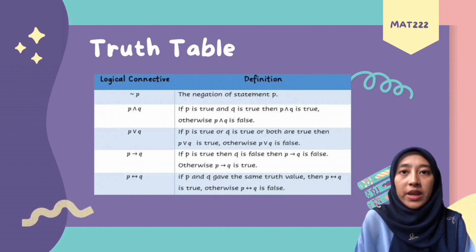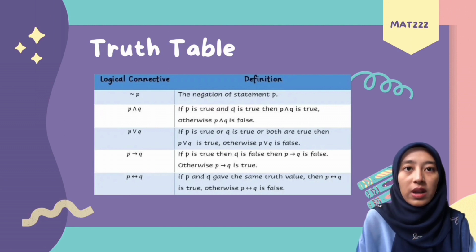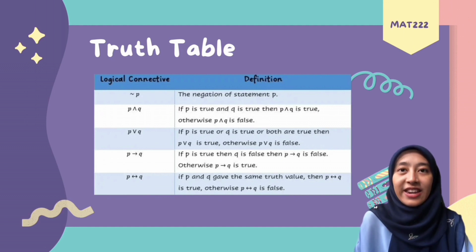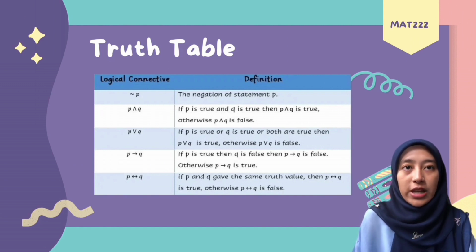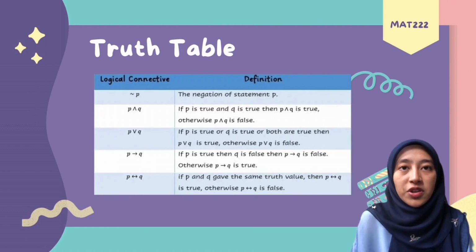Then, P implies Q. If P is true, then Q is false, then P implies Q is false, otherwise P implies Q is true. And the last one is P biconditional Q. The definition is if P and Q give the same truth value, then P biconditional Q is true. Otherwise, P biconditional Q is false.